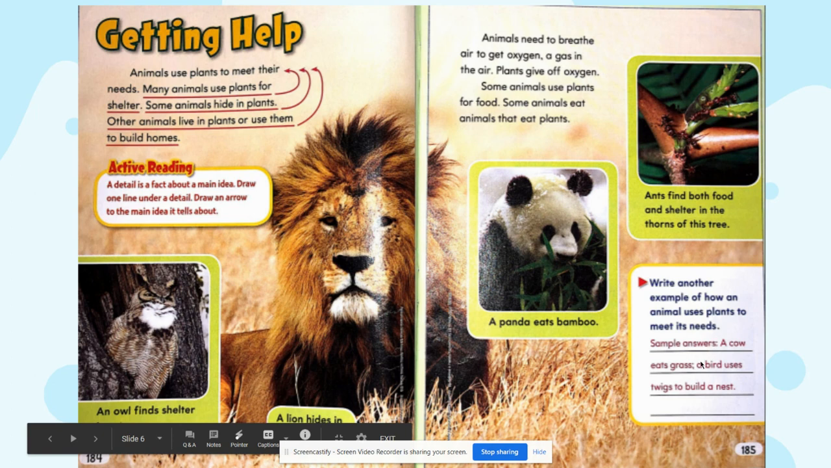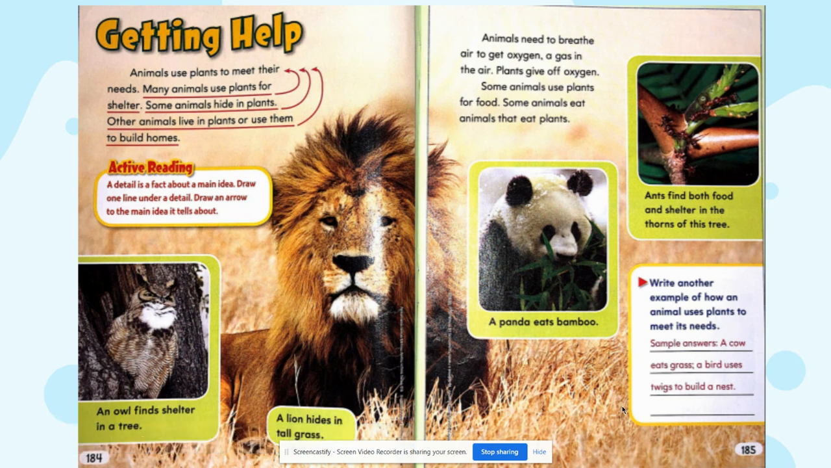So I want you guys to write an example of how an animal uses plants to meet its needs. That's going to be on page 185. And then I'm going to go to the next slide. Remember that you can always just pause or you can go back because this is a recording.